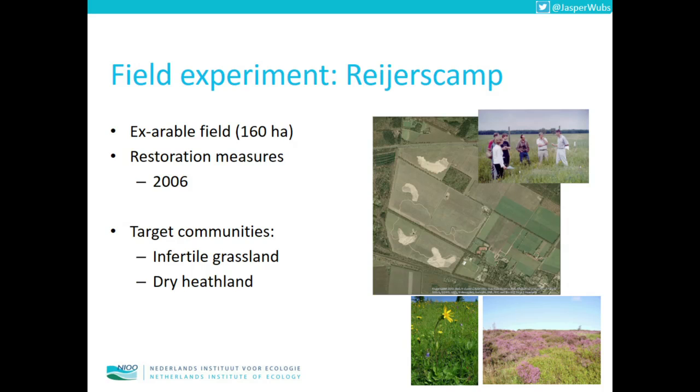This is a former agricultural field that had been cultivated for, I think, 5 or 6 decades for wheat, mostly, also maize a lot. And then in 2006, it was given to a nature organization, and they said, oh, come on, we really want to do something special. We'll implement some of your ideas, and we'll start inoculating this area with soils. And they had the goal of restoring both infertile grassland communities and dry heathlands.